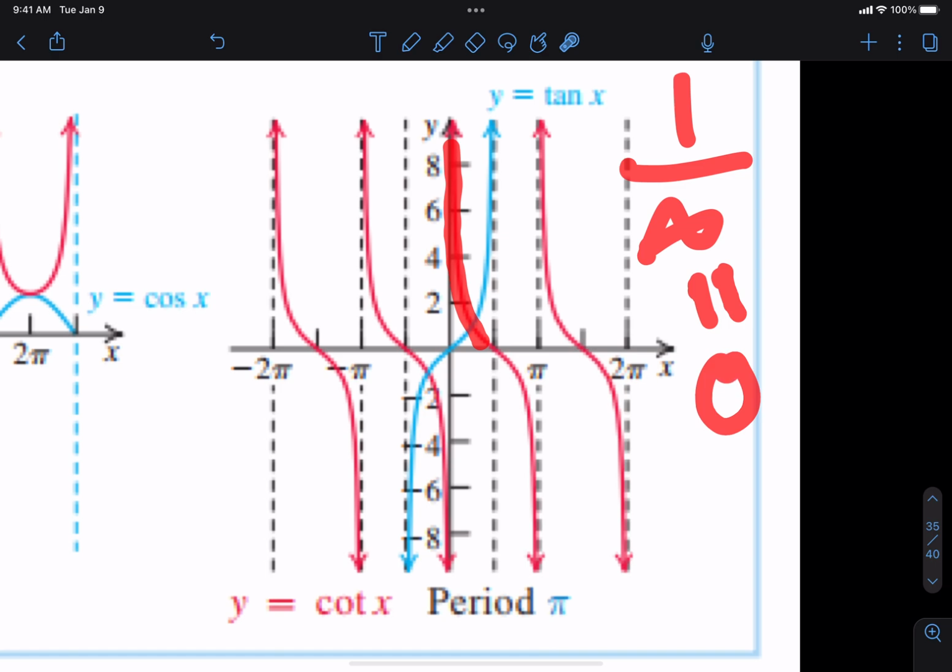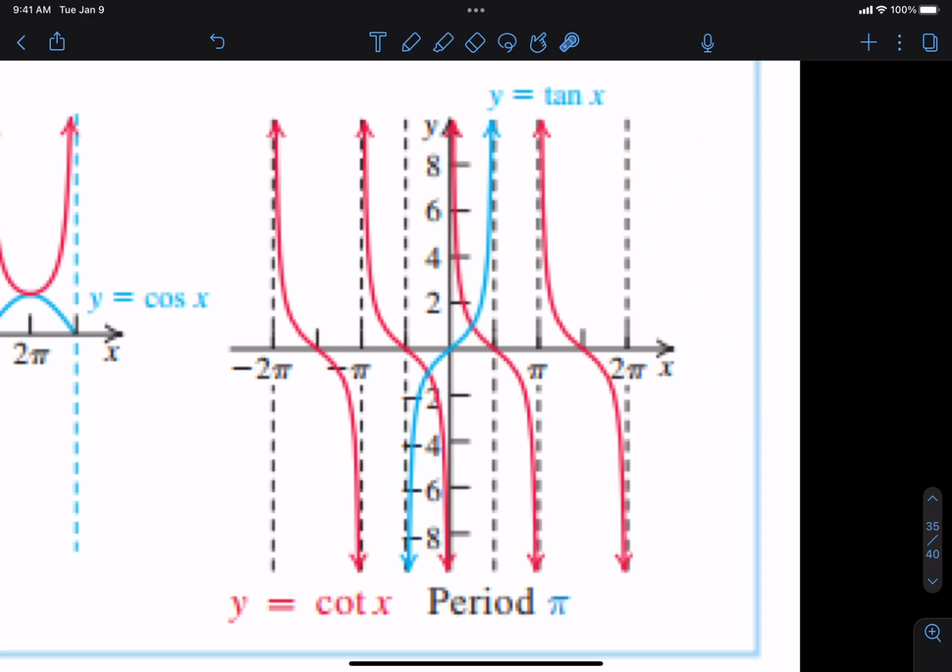It's only really a math crime in higher math, so I will commit math crimes for you because you're my favorite students. Okay. So the cotangent function will become 0 when the tangent function becomes infinity. Yes?